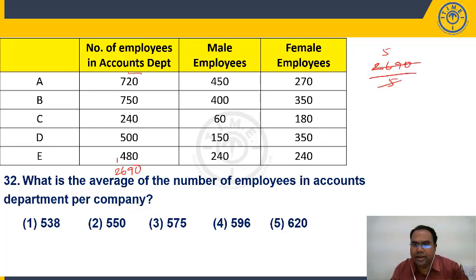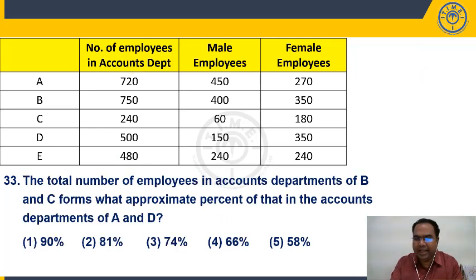5, 5 is 25, 5, 3 is 15, 40. 5, 8 is 40. 538. It is present in first option. Average is sum of n numbers divided by n.